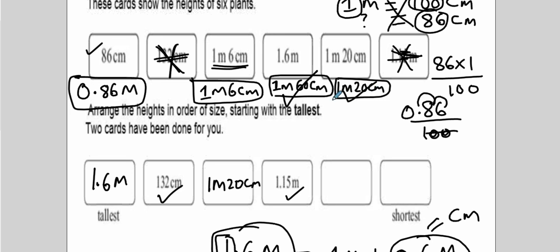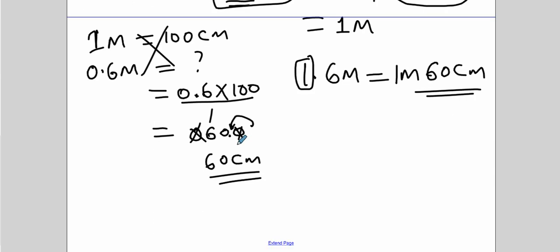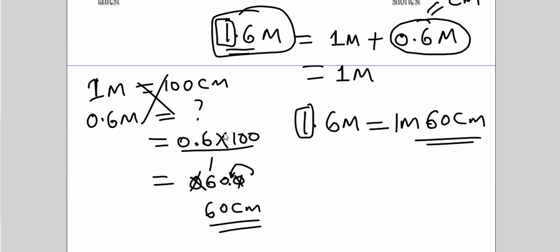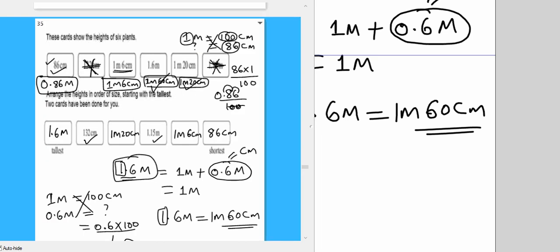1 meter 20 centimeters, 1 meter 60 centimeters, and then the next one will be 1 meter 6 centimeters. So here you write 1 meter 60 centimeters, and automatically the shortest will be 0.86 meter, which of course is 86 centimeters. So you see that? I hope that helps. Then let us move on. You can pause the video and do some working. Do working over here. Alright, pause the video.